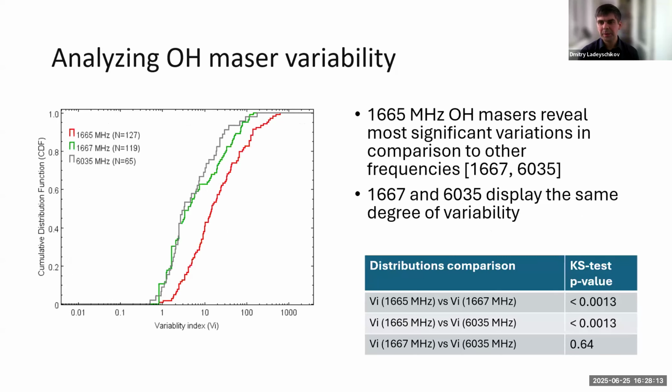This is a preliminary result, and we see that OH masers at 1665 megahertz are more variable than at other frequencies. But this is very preliminary. It should have a more detailed analysis.